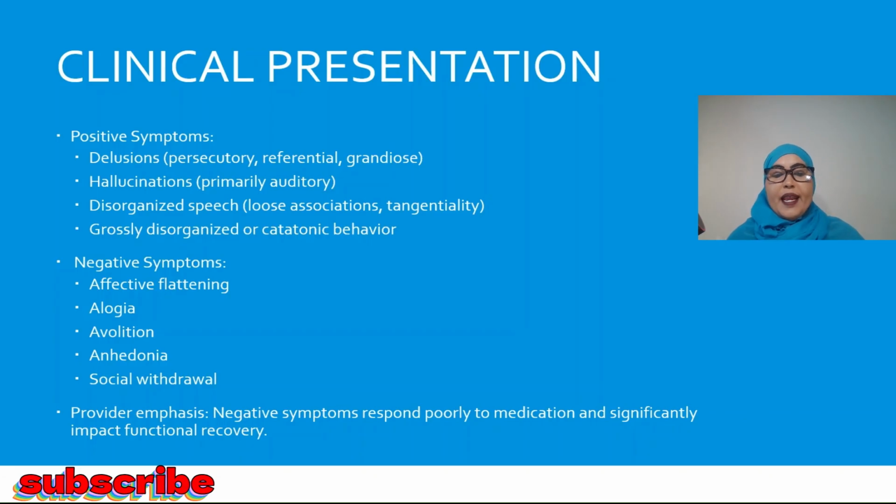Providers emphasize that negative symptoms respond poorly to medication. So if the patient has negative symptoms, they respond poorly to the medication, which significantly impacts functioning and recovery. A patient who has negative symptoms has a hard time with recovery. Patients who have significant impairment have a hard time recovering.